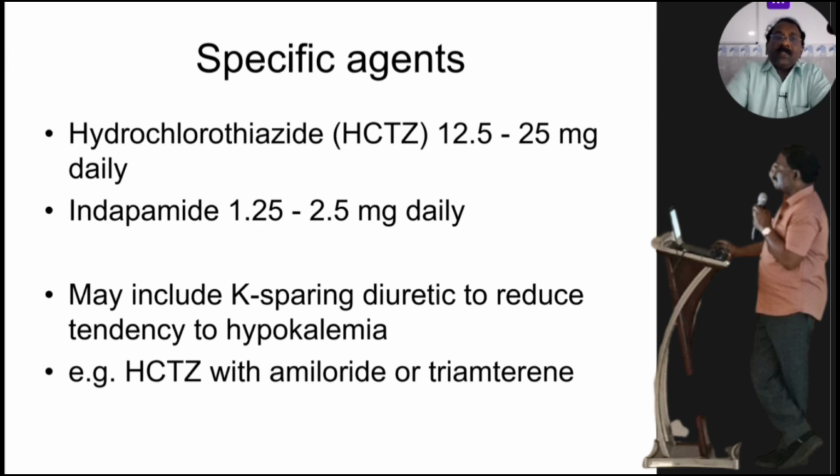So specific agents: hydrochlorothiazide, we use 12.5 and 25 mg. Indapamide, 1.25 mg to 2.5 mg daily. May include potassium sparing diuretics to reduce the tendency to hypokalemia. So that is the reason hydrochlorothiazide is combined with amiloride or triamterene. Because when you combine these potassium sparing diuretics, the chances of hypokalemia are very less.